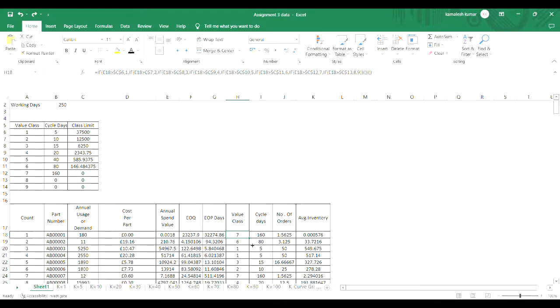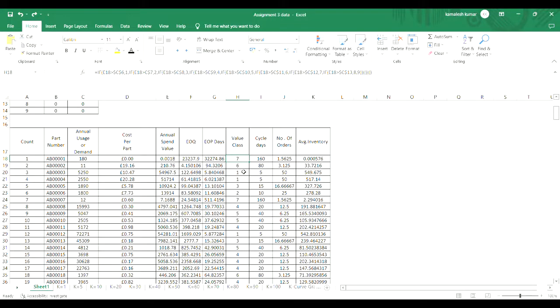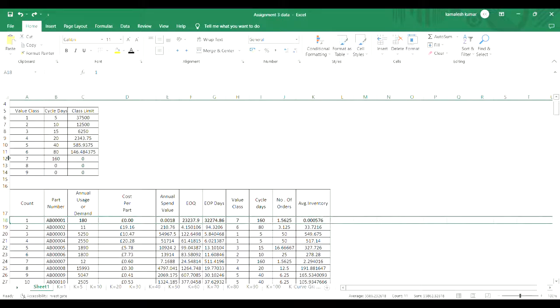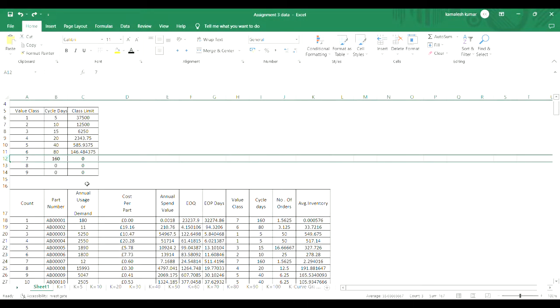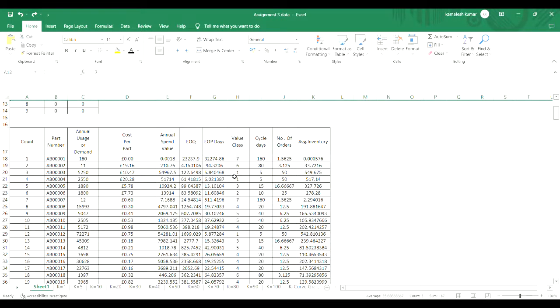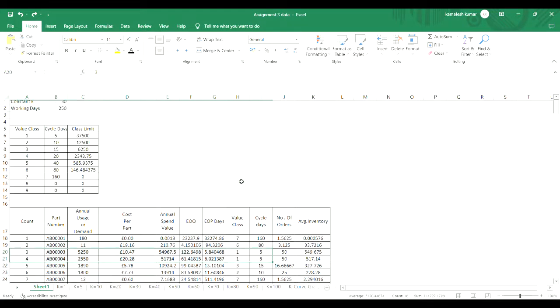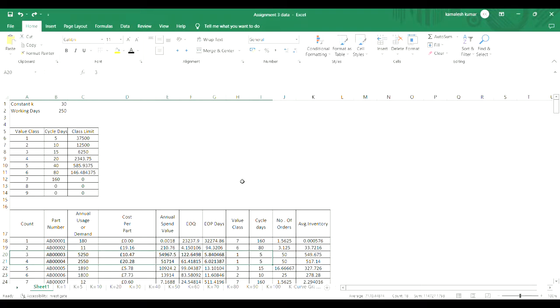If you see here 7, 6, 1, 1, the number 7 means the part number AB 00001 is coming under class 7, which means it is class number 7. If you take products 3 and 4, they are coming under class 1. So this is how we give the value class, which is nothing but the grouping.